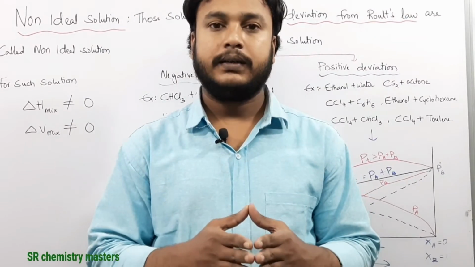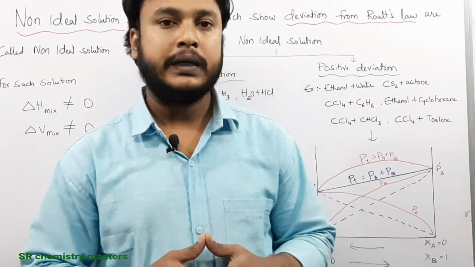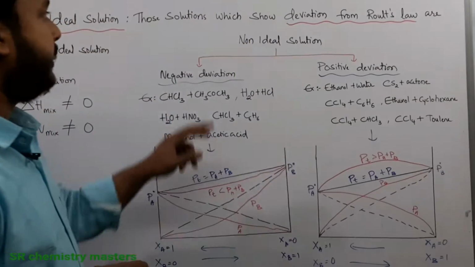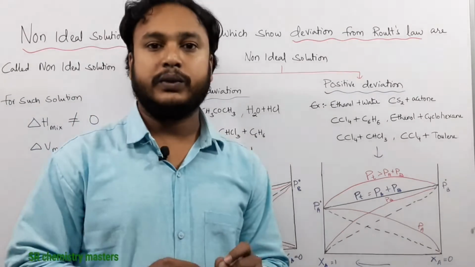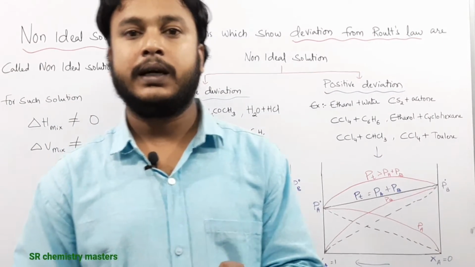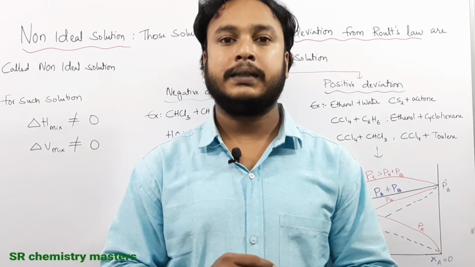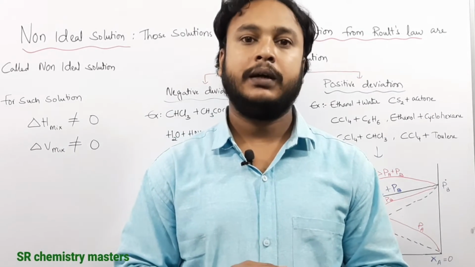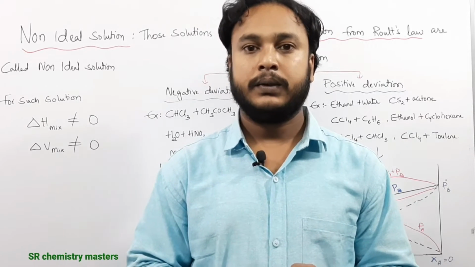Now let us see the definition of a non-ideal solution. A non-ideal solution is a solution which shows deviation from Raoult's law. Remember that the solutions which obey Raoult's law are known as ideal solutions, whereas the solutions which deviate from Raoult's law are considered non-ideal solutions.